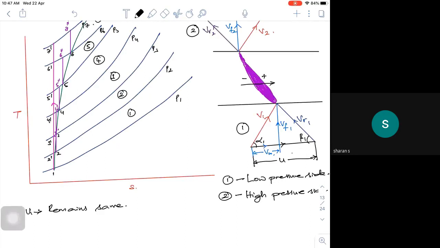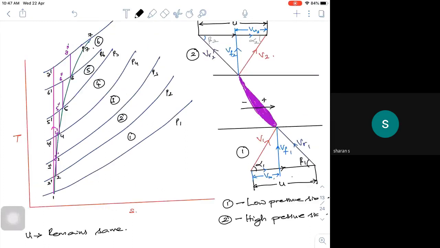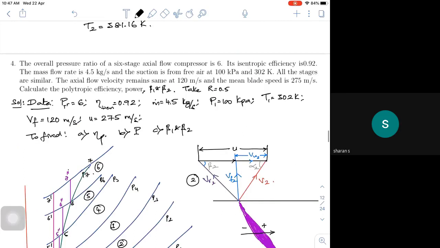Okay. Suppose I want to calculate that, then I need to calculate the corresponding Vw1. So how can I calculate Vw1? What is my Vf? This is a little bit indirect kind of a problem. Vf is equal to V1 sin alpha 1, and Vw1 is equal to V1 cos alpha 1. I don't know the value of alpha here.